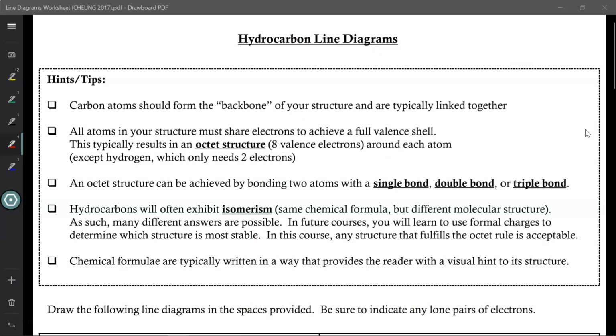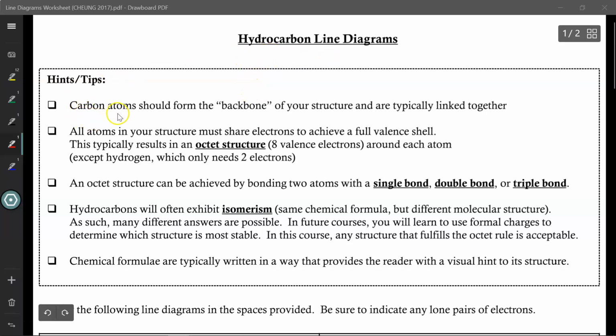Alright, so now we've seen ionic compounds and how to draw them using line diagrams. But what if it's a covalent compound? How do you draw a line diagram for that? They'll typically involve hydrogen and carbon atoms, which is why we call them hydrocarbon line diagrams. Now here are some hints and tips on what you can do in order to draw these line diagrams properly.